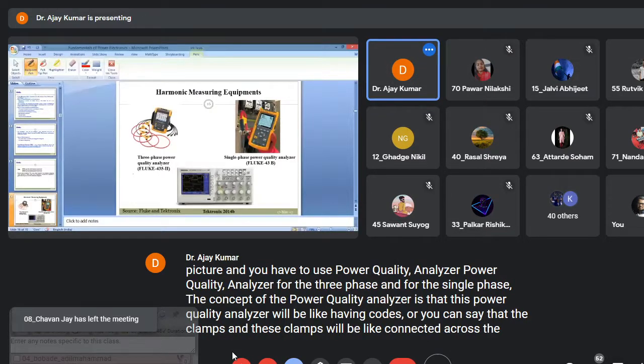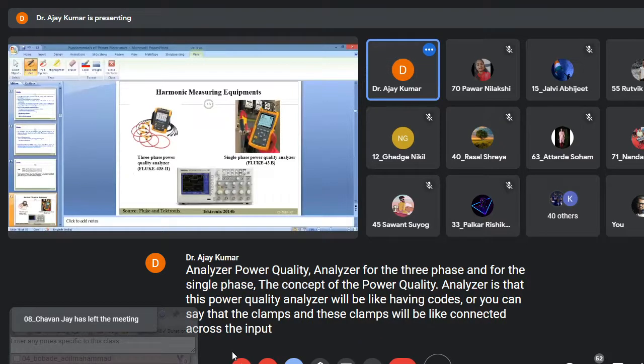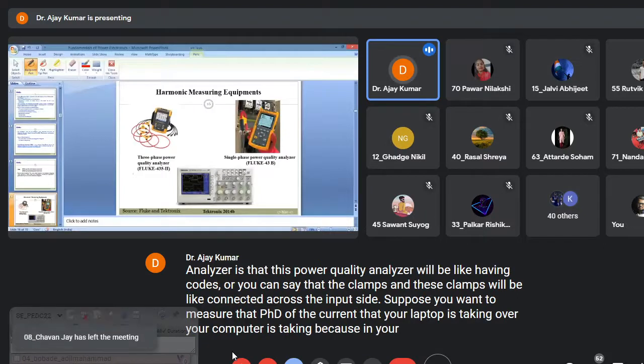Yes, and in SMPS you have power electronic devices, correct? So power electronic devices are there. Those power electronic devices will try to extract the non-sinusoidal current.